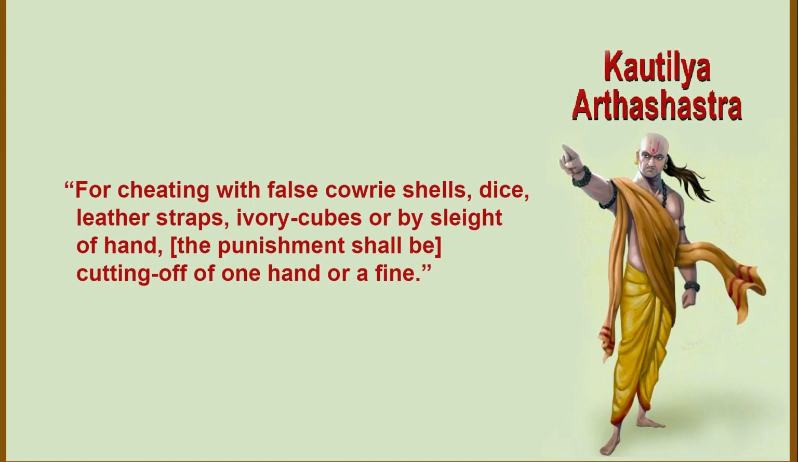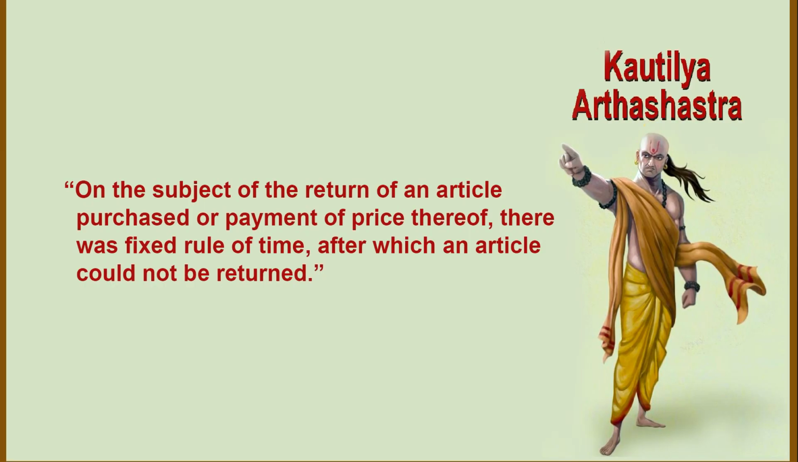Severe punishments were prescribed for different types of cheating. For example, for cheating with false cowrie shells, dice, leather straps, ivory cubes, or by sleight of hand, the punishment shall be cutting off of one hand or a fine. The rights of the traders were also well protected. Kautilya said, on the subject of the return of an article purchased or payment of price thereof, there was a fixed rule of time after which an article could not be returned.